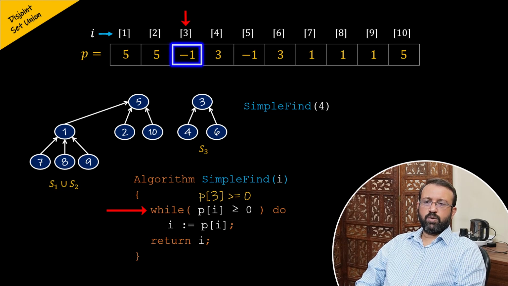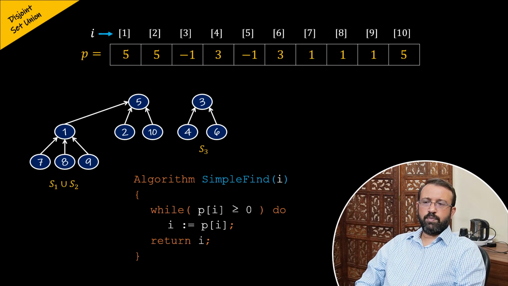P of 3 is storing the value -1, and -1 greater than or equal to 0 is false. Therefore, the while loop terminates. Then, outside the while loop, we have the return statement, return I. And since at this stage the value of I is 3, the value 3 will be returned. This means that the element 4 belongs to the disjoint set that has element 3 as the root. Let us look at another example.